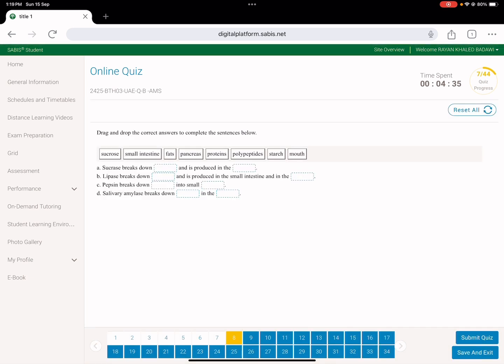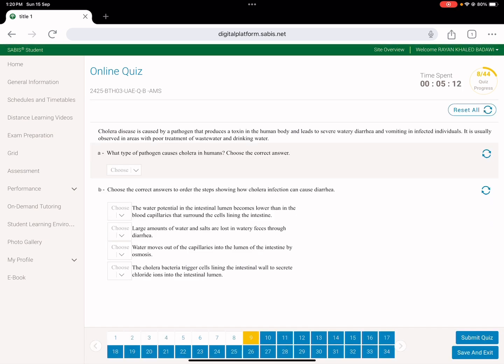Okay, so sucrase, lipase, pepsin, salivary amylase, they're all digestive enzymes. So sucrase, remember, breaks down sucrose, and it's produced where? In the small intestine, okay? While lipase breaks down fats, and it's produced in the small intestine and in the pancreas. Now, pepsin, remember, breaks proteins down into smaller polypeptides, and salivary amylase breaks down starch in the mouth. Directly, you can know it's in the mouth because of the word salivary amylase.